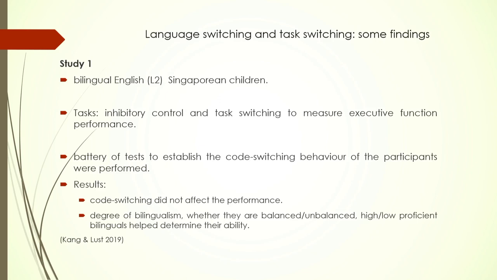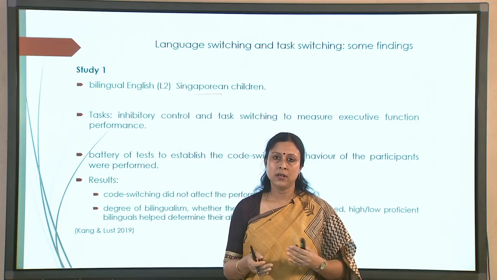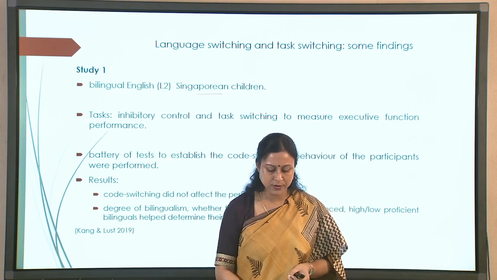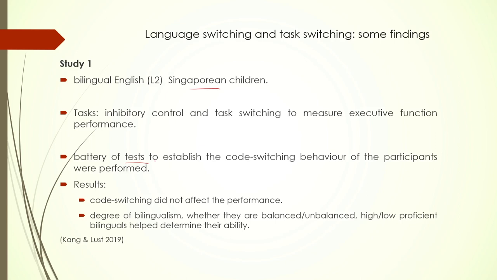Study 1 has looked at bilingual children from Singapore. The tasks were inhibitory control and task switching, to measure how the executive function mechanism turns out in terms of the language switching context. A battery of tasks was used, and tests were also designed to establish the code switching behavior of the participants. However, the results show that code switching did not affect the performance. So, code switching context did not have any correlation with their performance as per this particular study.